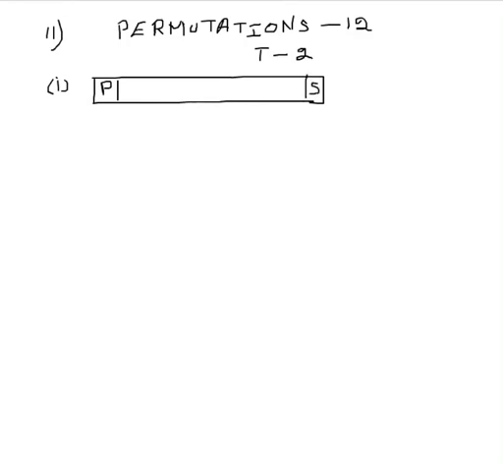We have fixed 2 alphabets in the first and the last positions. So remaining 10 alphabets we have to arrange, out of which we have 2 T's, which can be done in 10 factorial by 2 factorial. For identical items you have to divide. And for this P, for the first position we have only one choice. For the last position we have only one choice. Now remaining 10 alphabets we have to arrange.